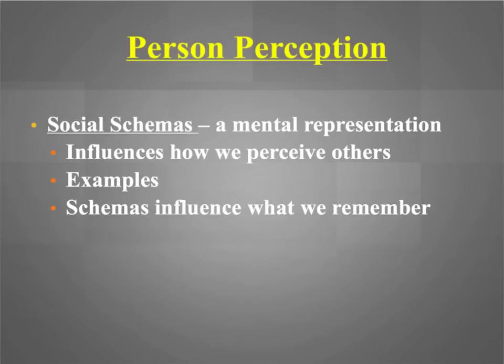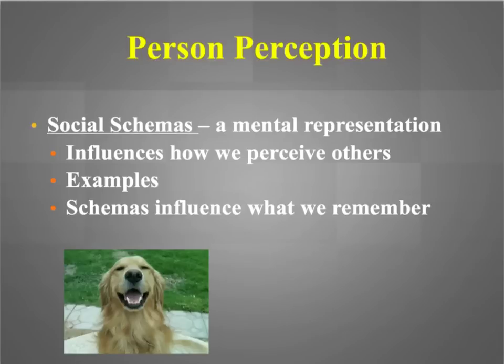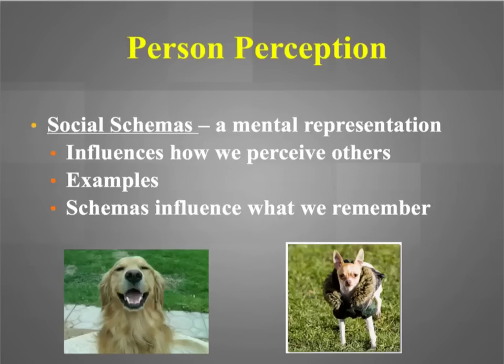For example, if I were to ask you to picture a dog in your head, you would probably think of some furry animal with a tail, long snout that barks. However, my schema for a dog might be a golden retriever, while your schema or mental representation for a dog is a chihuahua. So schemas are not universal, but are unique to each individual person.